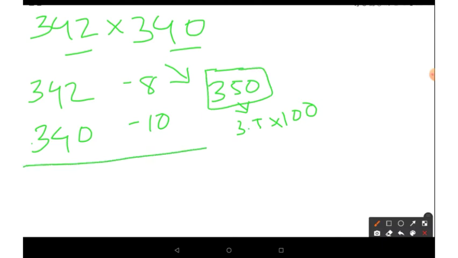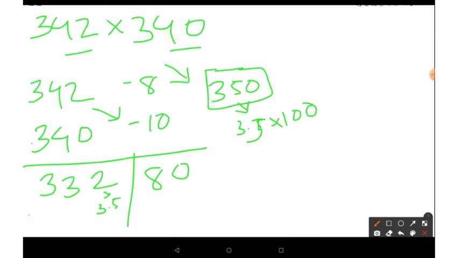So now what you have to do? You perform this operation, whichever is easy for you. We will get 332 when you perform 342 minus 10, and when you multiply minus 8 and minus 10, you will get 80. Now this 332 you have to multiply with 3.5. So 332 into 3.5, you will get 1162.